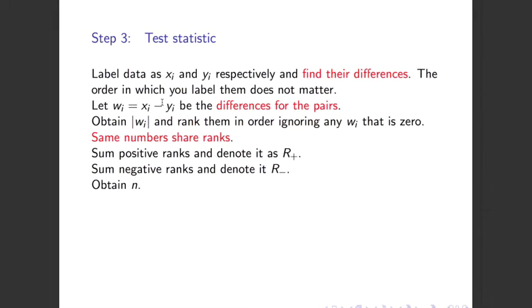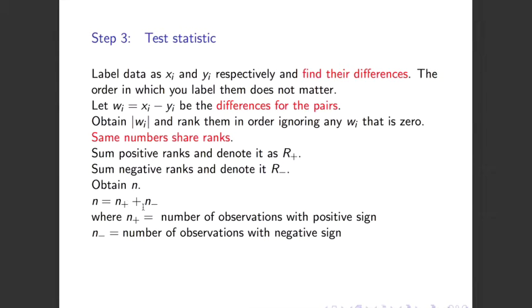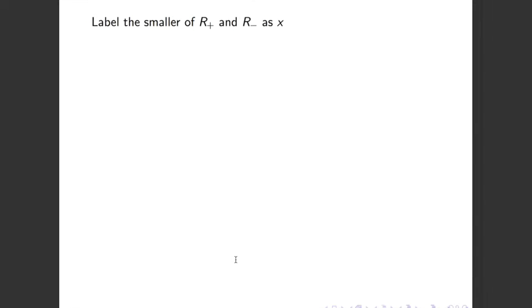And then we find something called R plus, and that is just summing the positive ranks to give me the R plus, and then R negative to sum the negative ranks. And then we obtain n, and it's again the same, the number of observations with the positive sign plus the number of observations with the negative sign. So n plus n negative. And then we obtain R, which is just the sum of R plus and R negative, which is going to be n times n plus 1 over 2. So either way, it gives you the same value of R. And then we label the smaller of R plus and R negative as X. So in other words, X will be the minimum of R plus and R negative.